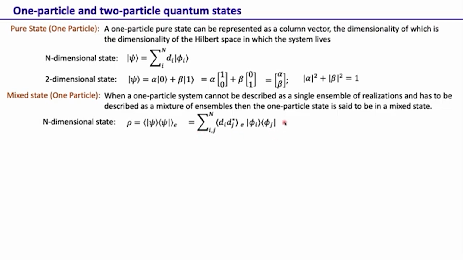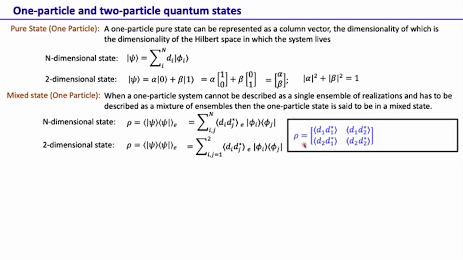And we can write this like this, where d_i d_j, although it started from here, we are now taking the ensemble average of d_i d_j star. A two-dimensional version of this would be this double summation, going from 1 to 2, of d_i d_j psi_i psi_j. We can write this as a two-dimensional one particle state: d1 d1 star, d2 d2 star, d1 d2 star, d2 d1 star. So that's a generic two-dimensional one particle mixed state. Of course, when the determinant of rho is 0, that's when it becomes a pure state.